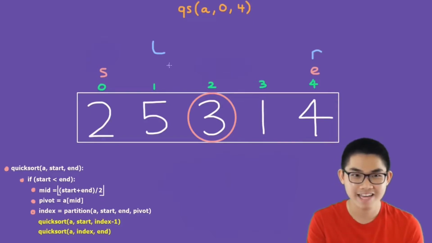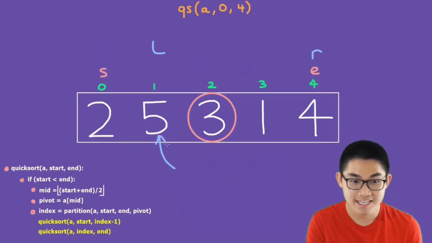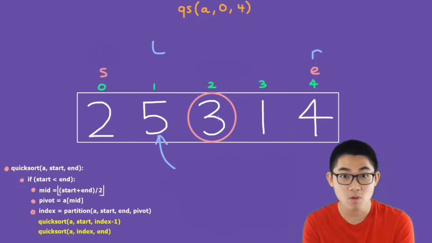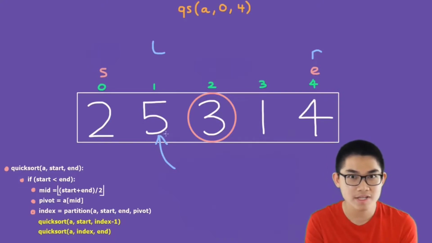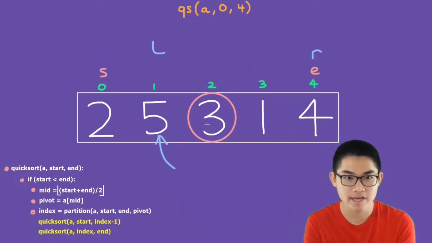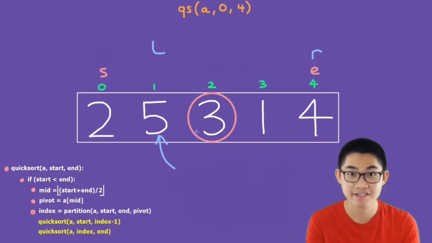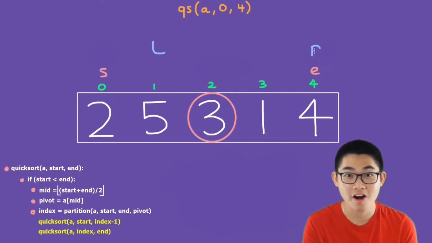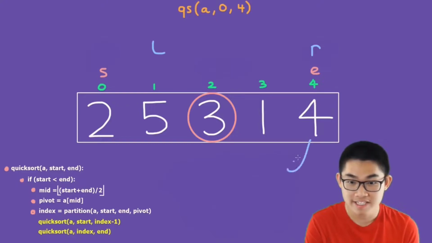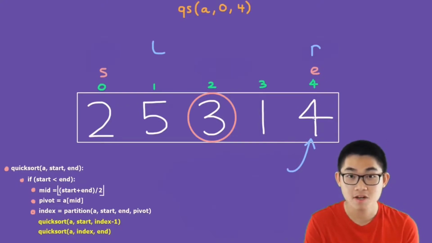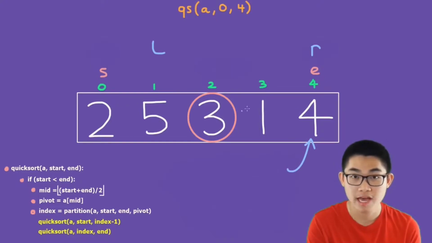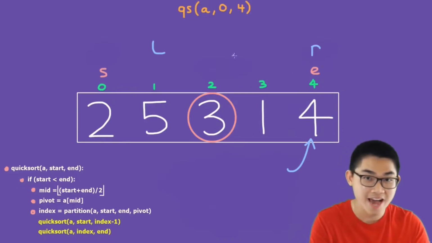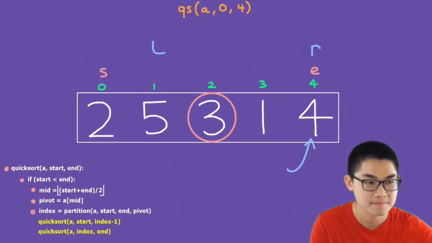And then we ask L again, look at this number. Is this number smaller than the pivot, which is 3? And L says, no, this time 5 is larger than 3. And so we say, okay, L, just stay there. Now we look at R and we say, hey R, look at this number. Is this number larger than the pivot, which is 3? And R says, yes, 4 is larger than 3. And so we say, okay, R, move down. So R is going to move down this time.